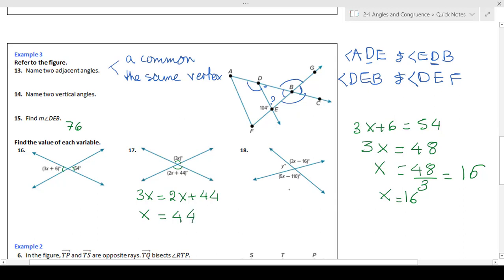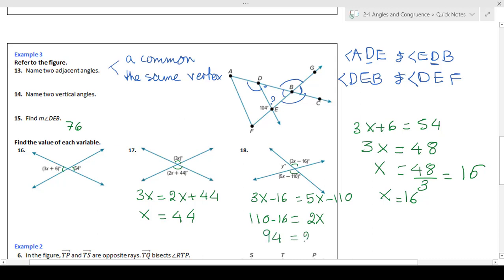Now, in the third one here, he wants x and y. First, we're going to find my x. These two angles are vertical angles, then they are equal. Then 3x minus 16 equals 5x minus 110. I'm going to simply solve this equation. It's going to give me 2x equals 110 minus 16. All of this can be done quickly with the calculator. Okay, then this is equal to 94.